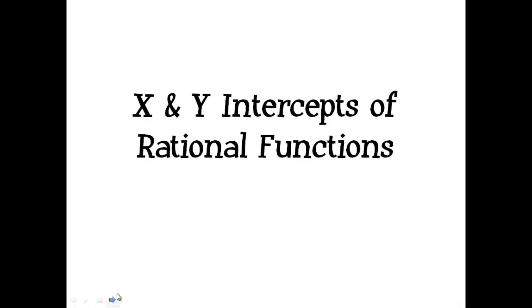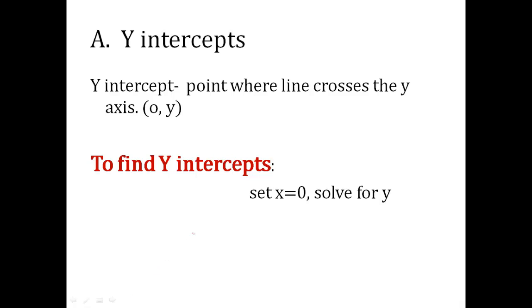Okay, this video is about finding the x and y intercepts of rational functions. Okay, y intercepts. You should know what a y intercept is, but in case you don't, it is the point where the line crosses the y axis. So that's always a zero and then some value for y. So if you have a graph and the line crosses, this is your y intercept right there.